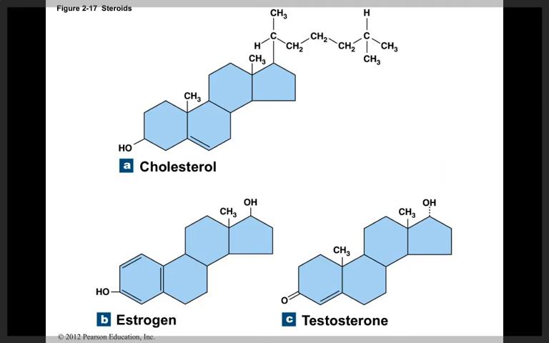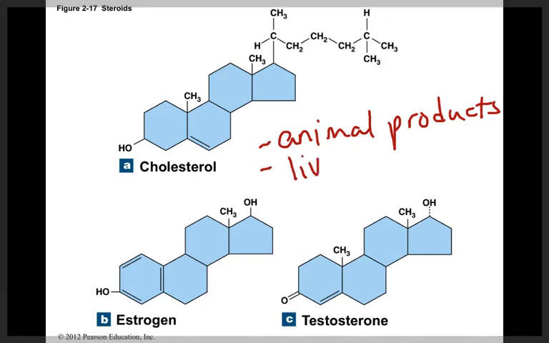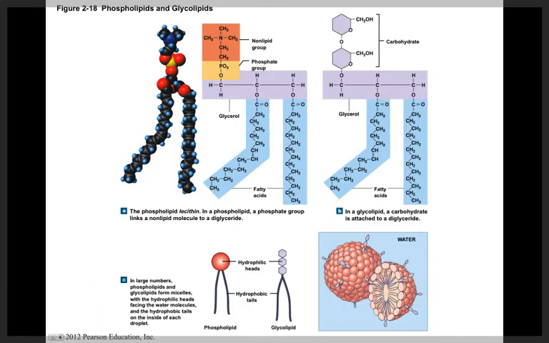Cholesterol is derived from animal products. We have to eat animal products in order to get the cholesterol, and it is also synthesized in the liver. So we also have a little genetic component on how much the liver will synthesize. The last 2 lipids that we want to talk about are called phospholipids and glycolipids.